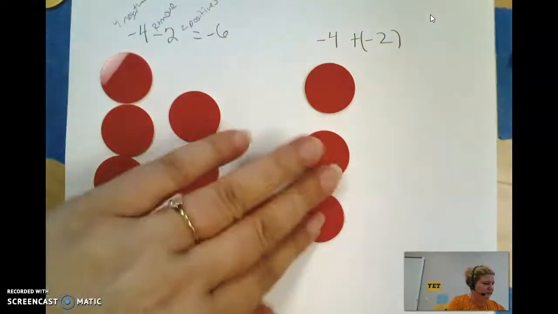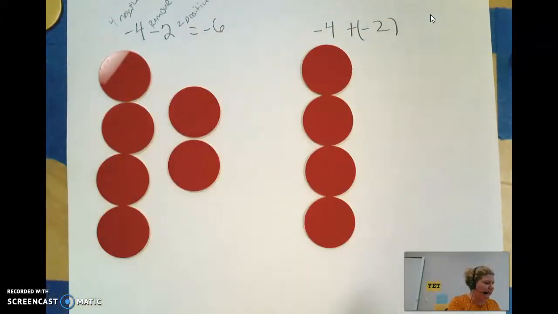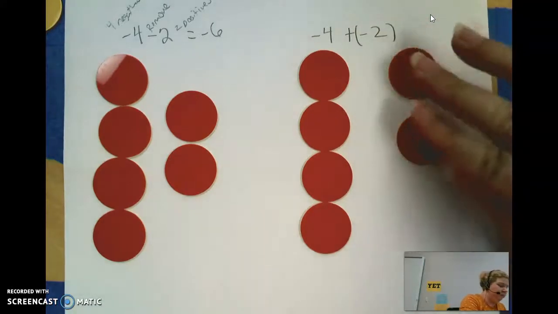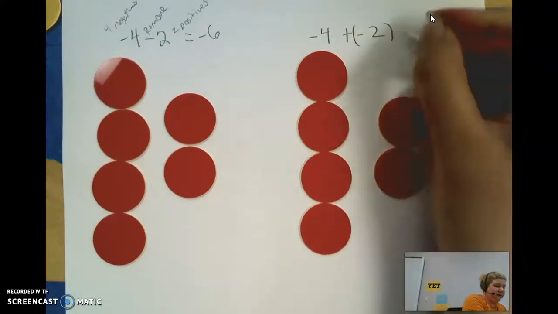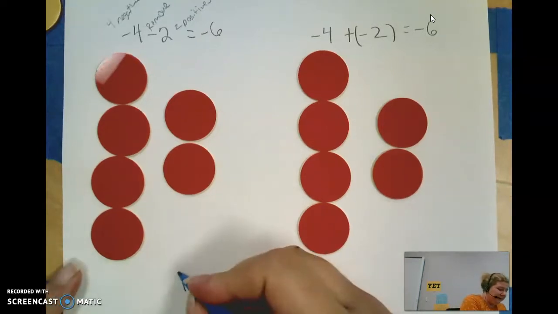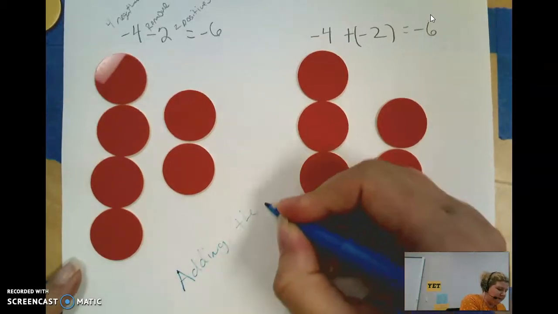We're just doing this little exploratory thing. So I've got 4 negatives, and then I'm going to add 2 negatives. So if I look at this, I now have 6 negatives. And the idea is, wow, that's the same thing. So, big picture, I'm going to go ahead and throw it out there. Adding the opposite.